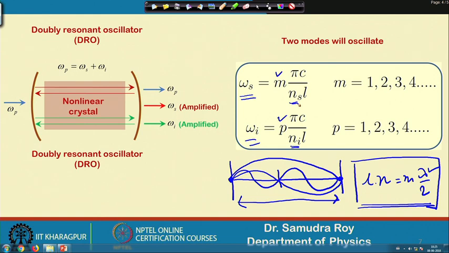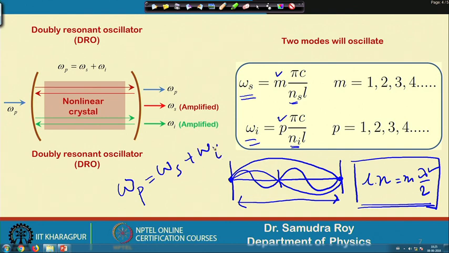Pi is a constant, c is a constant, L is the cavity length which is also constant. The only thing that changes in these two cases is the corresponding refractive index, because the refractive index at frequency omega s and the refractive index at frequency omega i are not the same, they are different. In both cases, these are the allowed modes that will vibrate inside the cavity, but this equation has to be maintained each and every time.